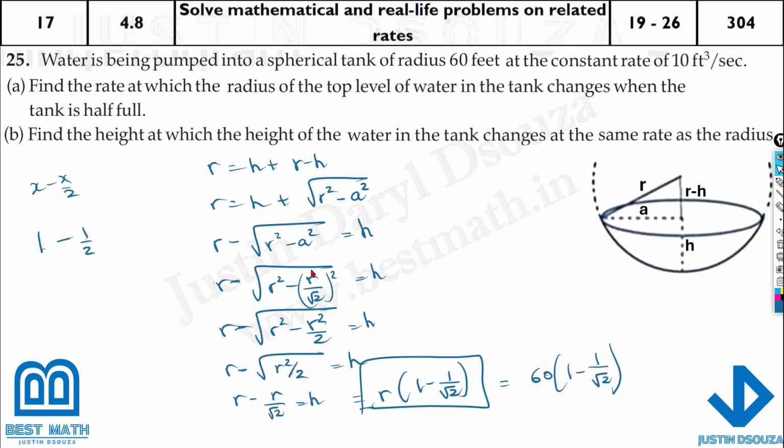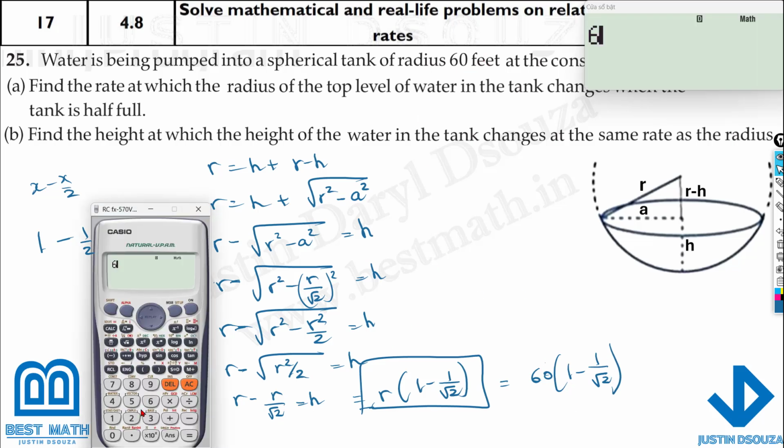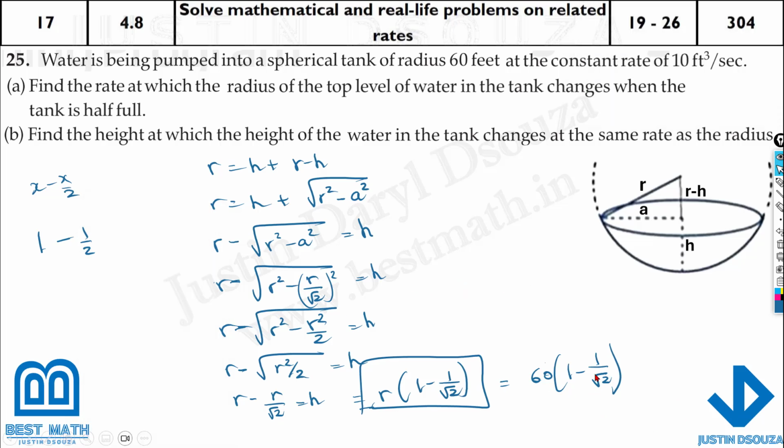So we used all this, we got the a value in terms of radius. So now we could solve it. Now everything is in terms of radius, and just put this in the calculator. Here we have 60 times 1 minus 1 by square root 2. So close the brackets, and here we go. The answer is 17.57 feet. Or you can leave it like this in terms of feet, because everything was in feet. So that is the final answer.